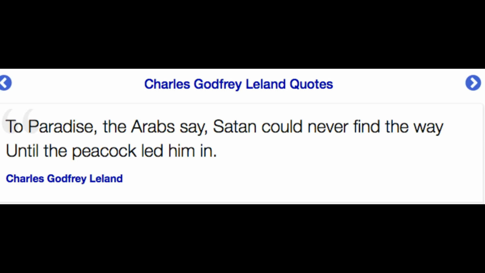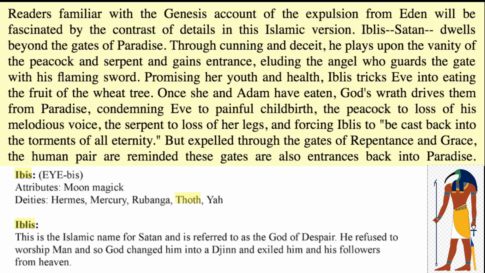Again, Charles Godfrey Leland. So readers familiar with the Genesis account, it says here, of the expulsion from Eden will be fascinated by the contrast of details in this Islamic version. Iblis, remember Iblis, right? Satan for the Muslims. Very similar and sounds very much like Iblis, Thoth, right? The Egyptian god. It says here, Iblis dwells beyond the gates of paradise.